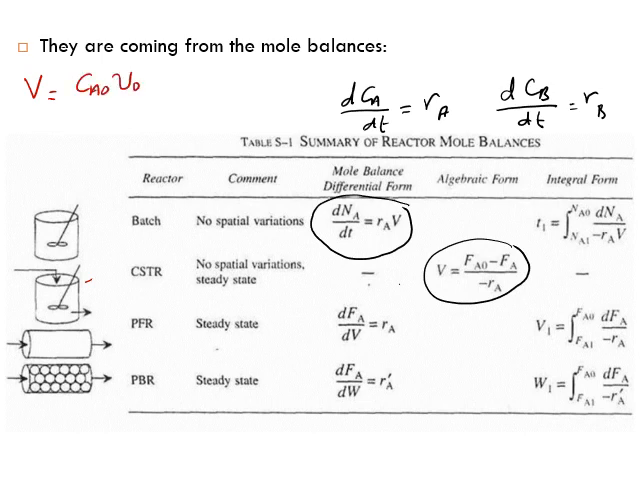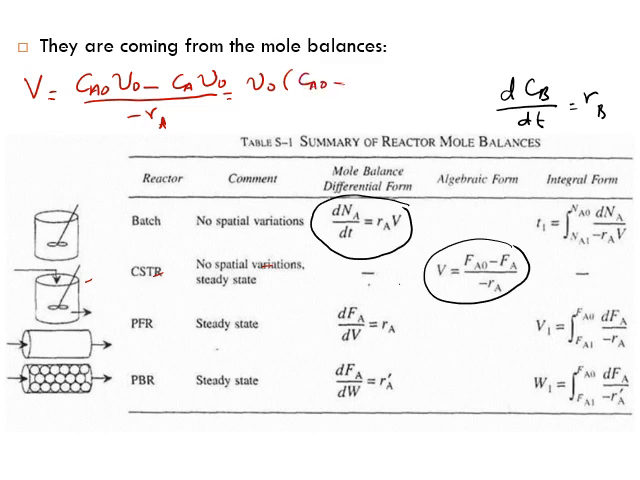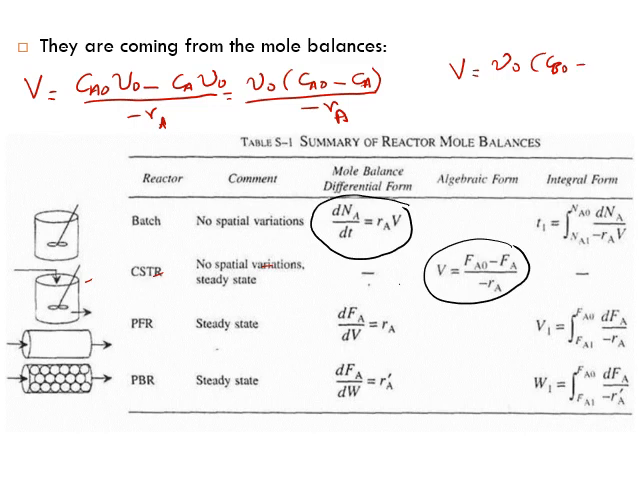Ca naught times epsilon naught, correct? Minus Fa, which can be written as Ca times epsilon. Then you have here minus Ra. And of course, you can say it's a liquid phase reaction, so epsilon equals epsilon naught. You convert this to epsilon naught and take epsilon naught as a common factor. So you'll have Ca naught minus Ca divided by minus Ra. Again, the same thing you can write for B. So this is the mole balance for B. It will be Cb naught minus Cb divided by minus Rb.